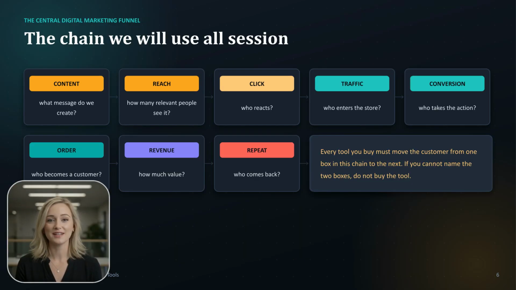This is our master chain. 9 boxes representing the customer journey. Remember, a chain is only as strong as its weakest link. If you cannot name the 2 boxes a tool connects, do not spend money on that tool.